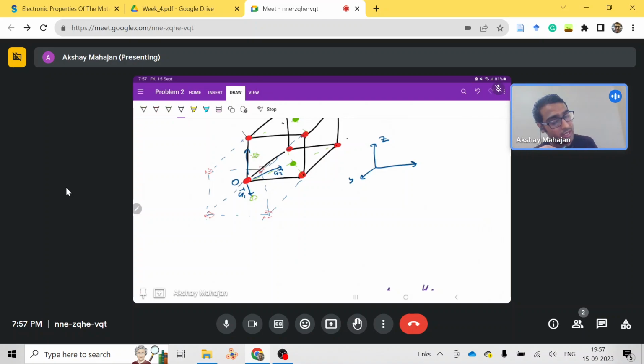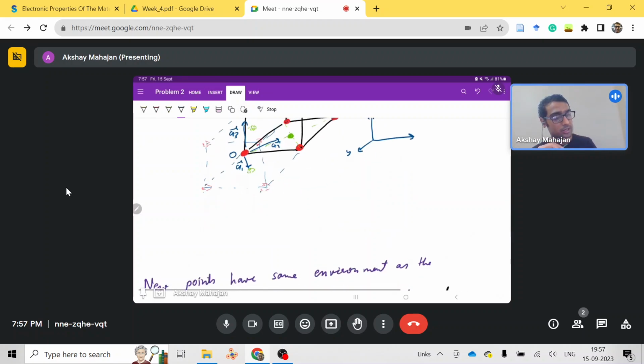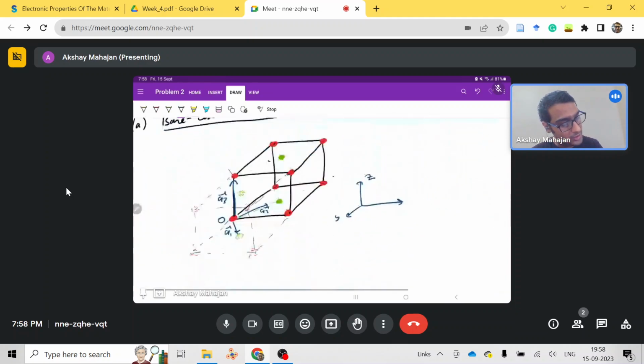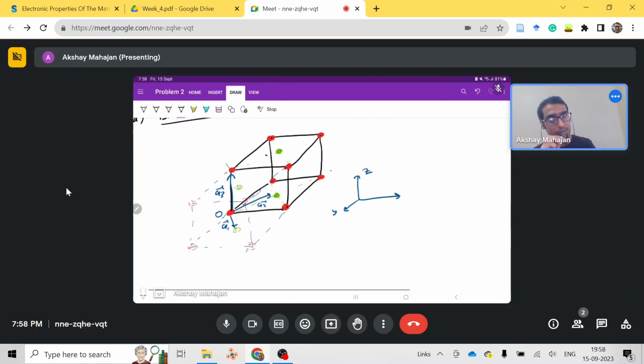Basically, by using these 3 primitive lattice vectors you can make your whole lattice. You take an origin, you start drawing these A1, A2, A3, and you will get these Bravais lattice points. This is the black line, and this is your A3 vector. So with this A1, A2, A3, you can make your whole lattice.